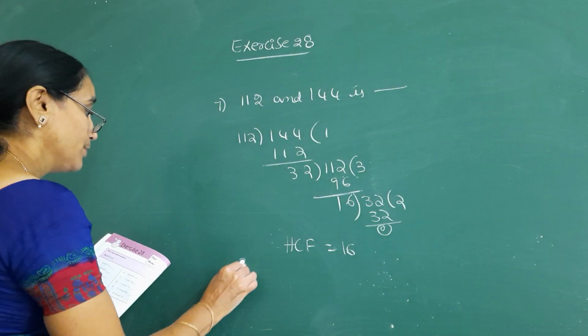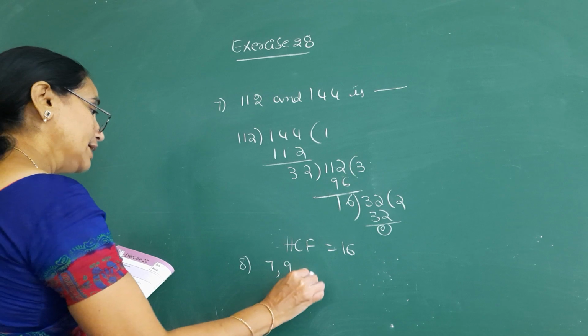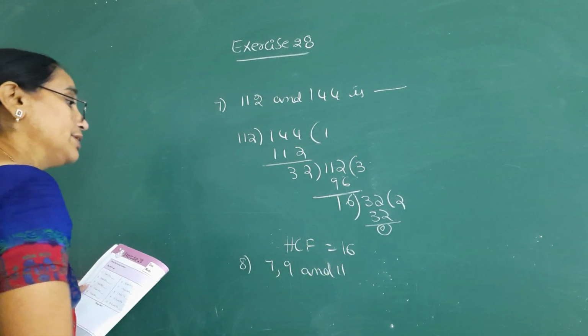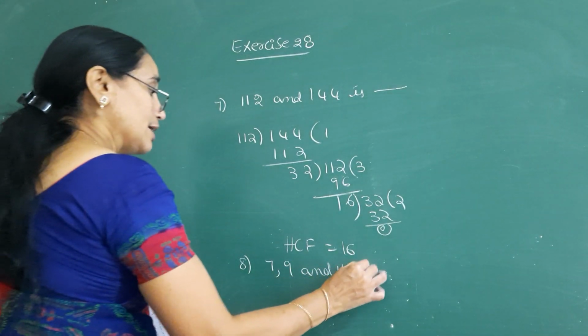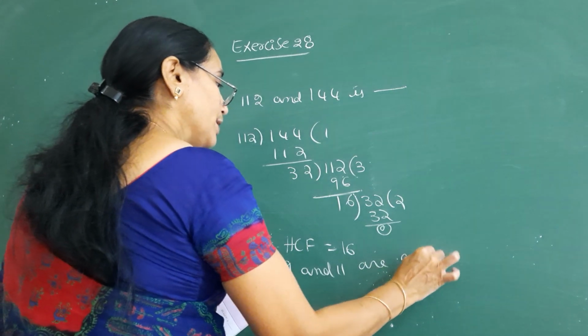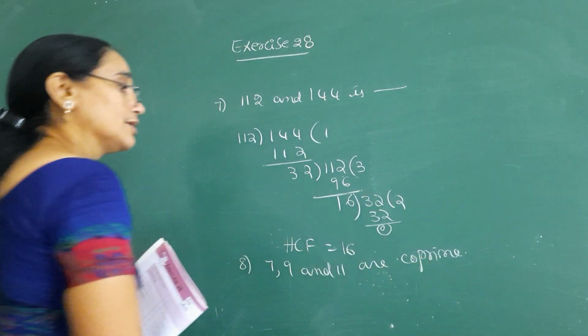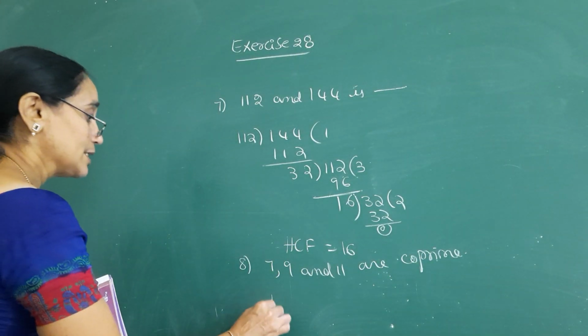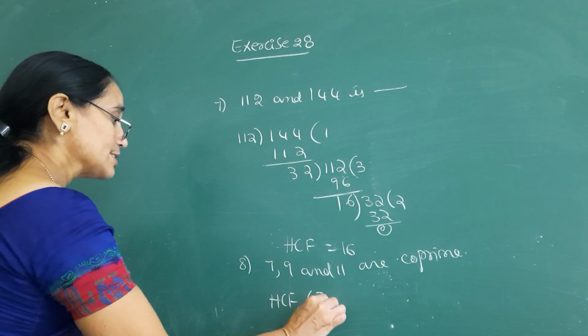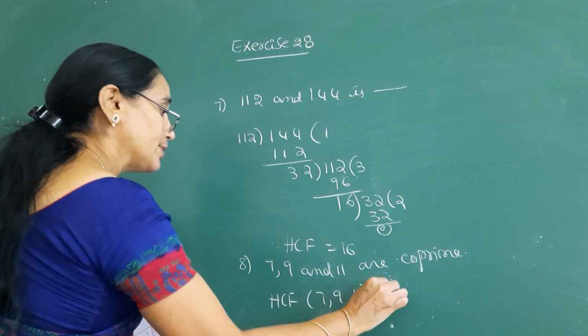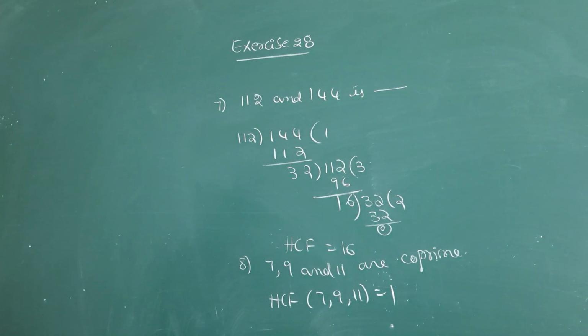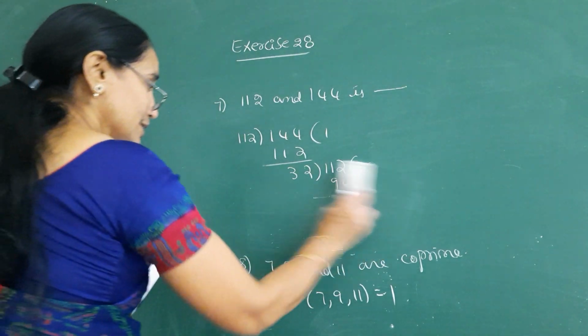See the 8th problem, 7, 9 and 11. Observe here, 7 and 11 are prime numbers. So these are co-primes. Co-prime means the highest common factor is 1. So the HCF of 7, 9, 11 is 1. No need to find. If you want to find, do the process.